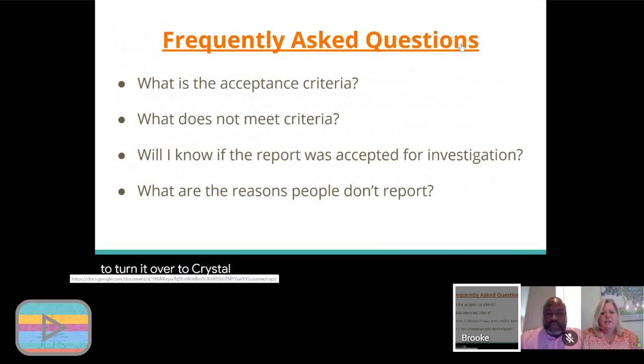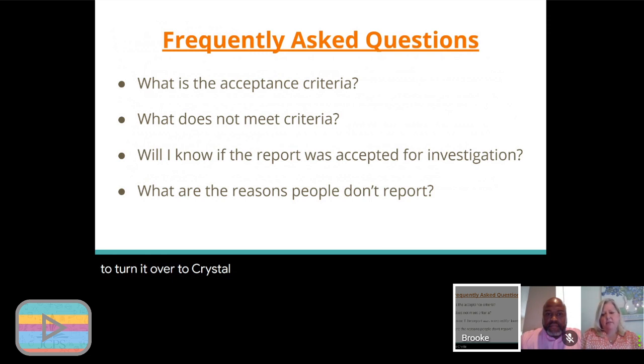That gives you very specifics of what acceptance criteria is. We follow our standards of practice, our SOPs. What does not meet criteria is usually what becomes a bit more hazy, such as corporal punishment in some instances, and that's where we get really into how old is the child, where were the marks or bruises or indicators of abuse. So there again, don't hesitate to reach out.